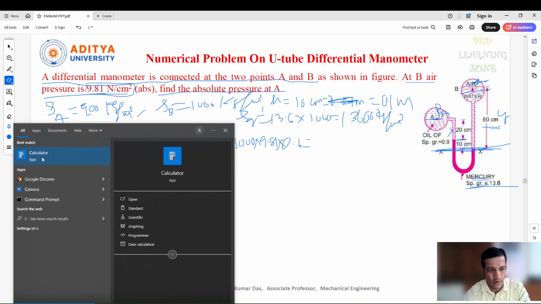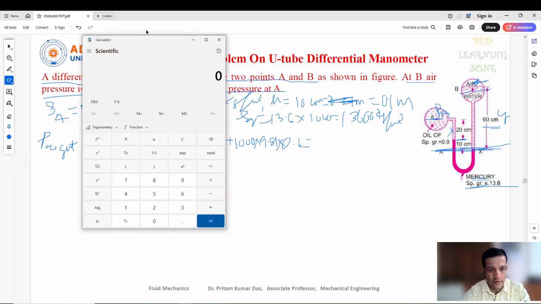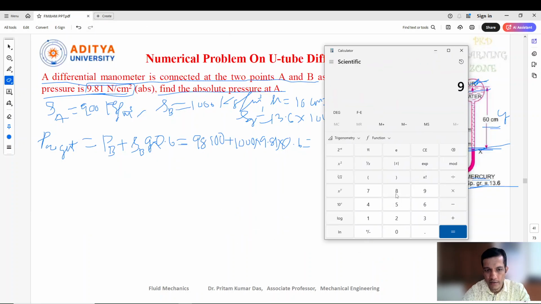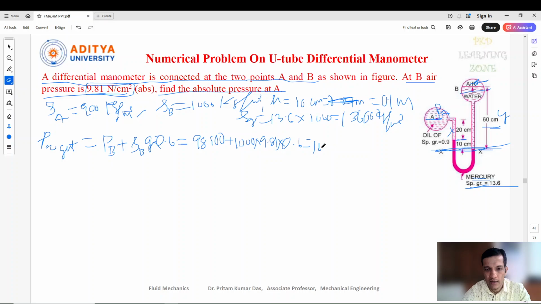This one we will get with the calculator. 1000 into 9.81 into 0.6 gives 5886, plus 98,100, that is 1,03,986 Newton per meter square. This is the right side pressure.